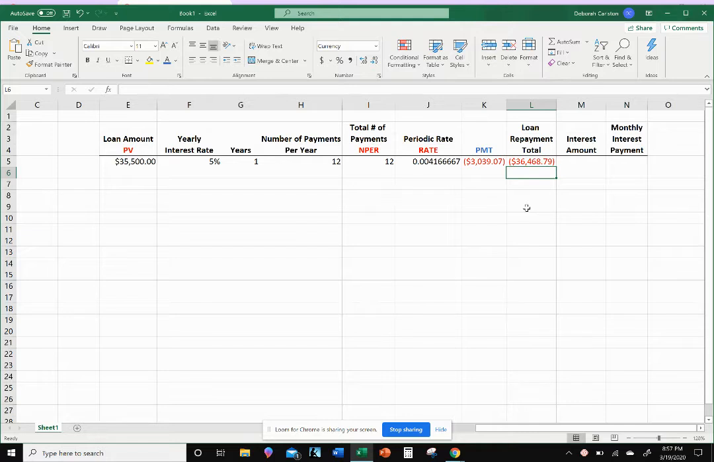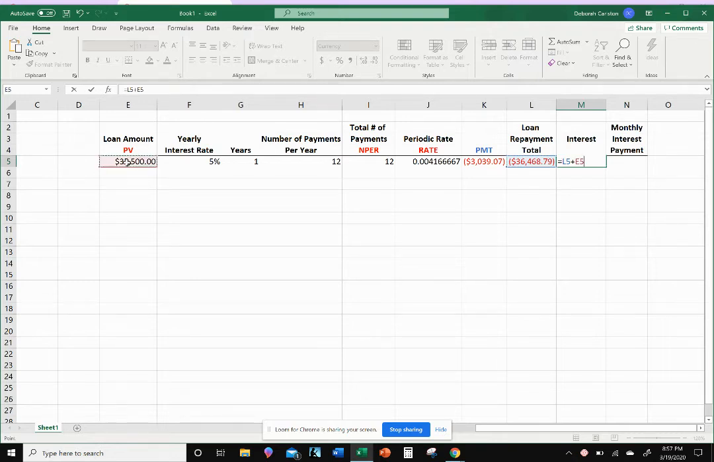And to figure out exactly how much that is interest, I'm going to add the loan repayment total to my principal value. And you'll notice this is already negative. So if I add it, I'll come up with a negative number because the negative number is higher. And I'm going to use cells again. Equals this cell plus this cell. I end up paying $968 in interest.